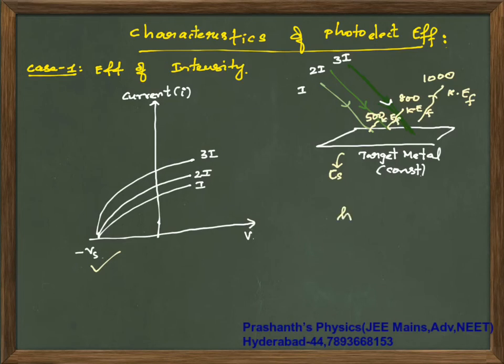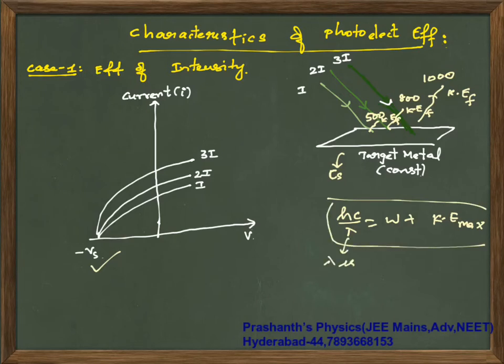Your energy conservation equation: hc by lambda is equal to work function plus Ke max, the ejected electron's kinetic energy. In this, for all the green colors, lambda is the same. What is different is the number of photons that are striking. In the case where intensity is more, more photons will be striking the surface. So that is why your photocurrent is more in the case of 3I, less for the next, 2I, then I. Hope you are getting what I am trying to tell you.